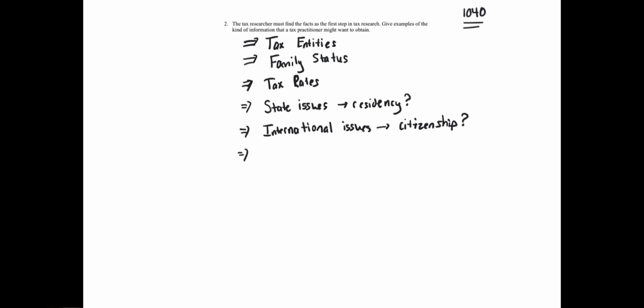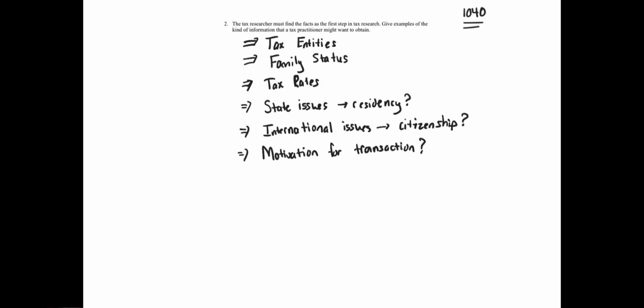Also, there's a transaction. What about the motivation for the transaction? So let's say that a client is considering buying a business or considering selling their business, and why are they doing that? Maybe they're trying to escape estate tax because their estate is very high and you're worried about federal estate tax issues. So motivation for the transaction, that's very important. There's all sorts of motivations out there.